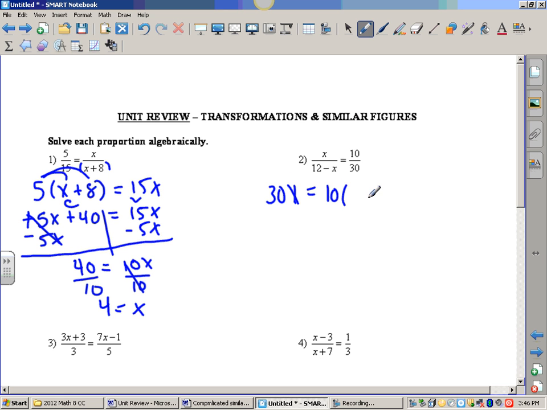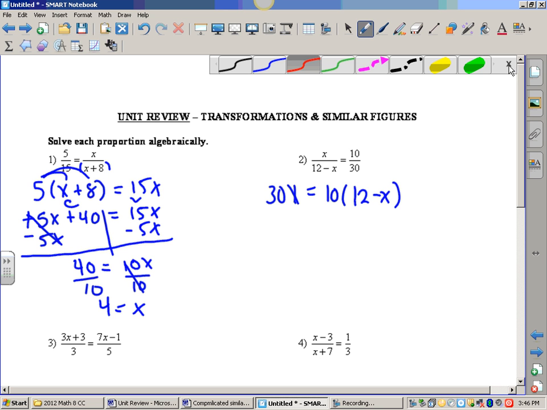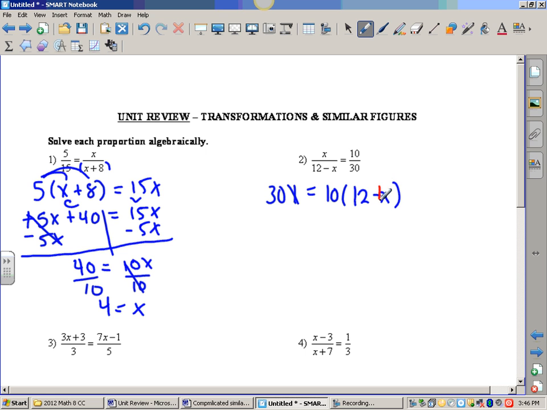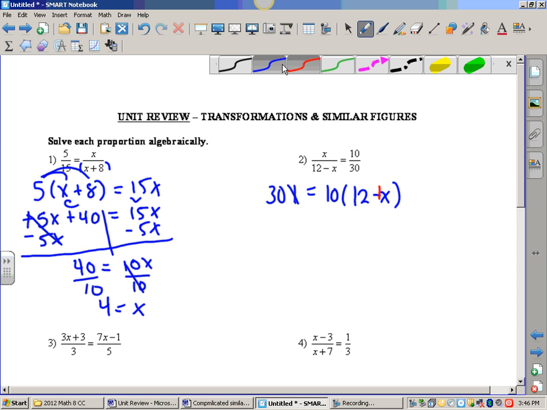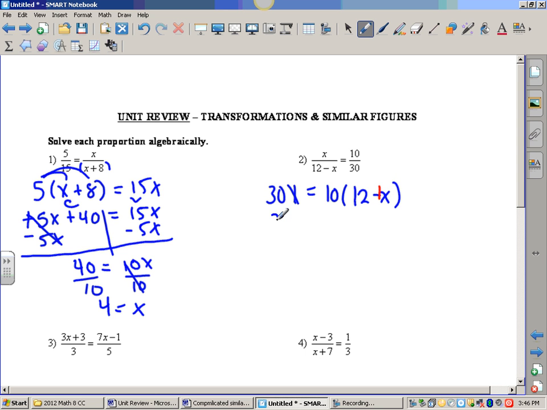You got to be careful when you take your 10 and multiply it by 12 minus x. There is a coefficient of 1 in front of the x. You know that. If you need it there, you put it there. You do as much or as little as you need to get it right. You get 30x equals 10 times 12 is 120. 10 times negative 1 is negative 10.